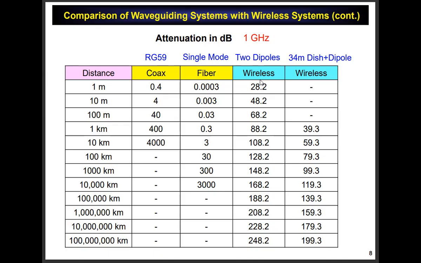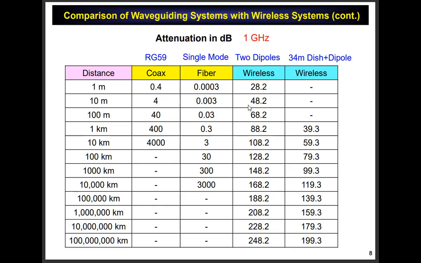Notice that in the wireless system, when you have pretty short distances, the wireless system is not as good as something like even the coax. See this? 10 meters away, the coax has 4 dB of attenuation. The wireless is 48. Now, it's true, there's a crossover point at 100 meters, but for very short distances, the coax is better than the wireless. Do you have any guesses why that is?